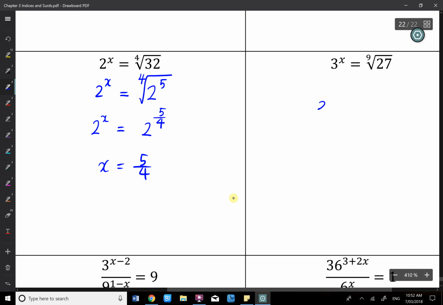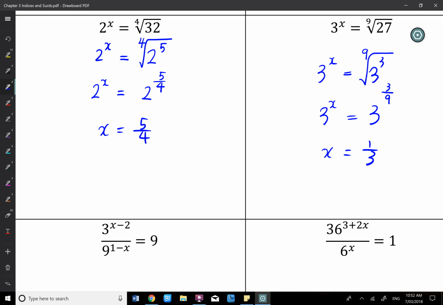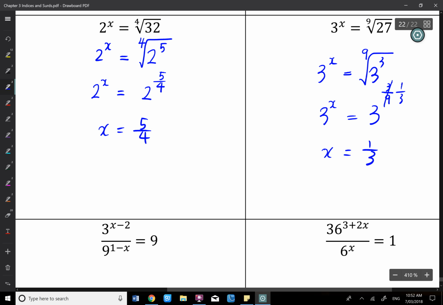Okay, next one. 3 to the power of x equals to, well, 27 is 3 to the power of 3, and you take the 9th root here. So 3 to the power of x equals to 3 to the power of 3 over 9. And x equals to 3 over 9, which is 1 on 3. You can simplify here, say that's a 1 on 3.